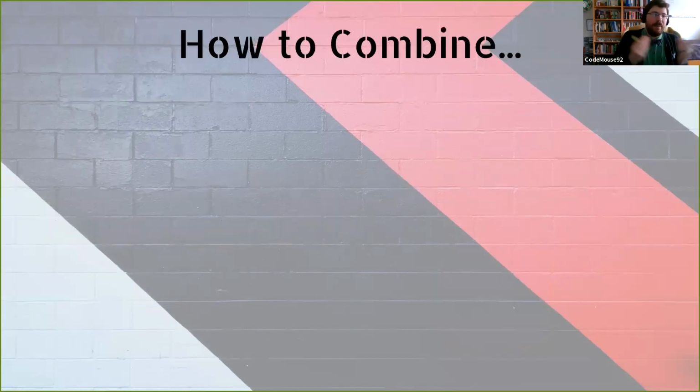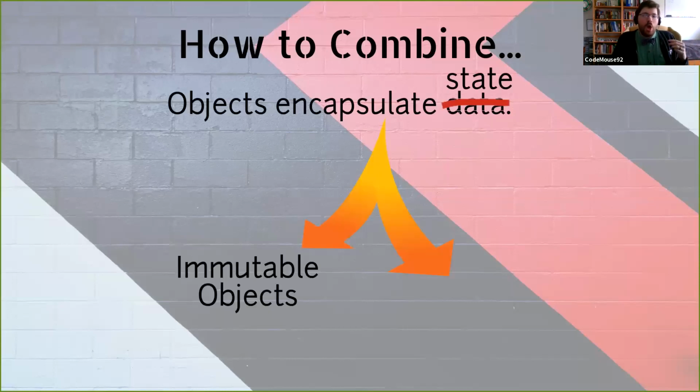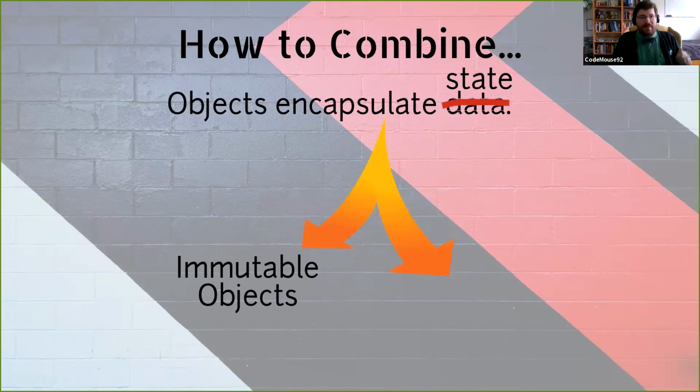So if we were to combine these two things together, I'm going to redefine one thing. We typically think of objects as encapsulating data. Let's just say an object encapsulates state. And if you know functional, you're going to see where I'm going with this. Two ways we can handle this. One is we could just write immutable objects. Now, if you want to learn how to do that, Mike Driscoll has a great article on how to create immutable classes in Python. There's some nice libraries, but I'm not doing that.